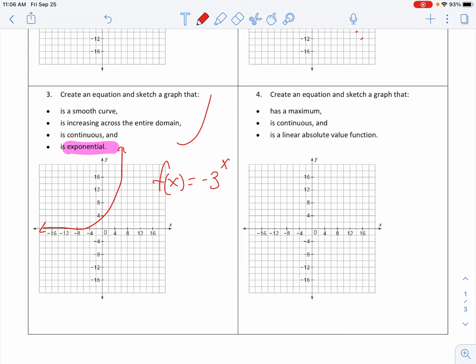Last one is the linear absolute value. We want our V-shaped graph, okay? We want it to be a maximum. So we want it to look like this, okay? Absolute values and the quadratic ones are pretty much the same thing. One's just U-shaped, one's going to be V-shaped. So in order to get it to have a maximum, I'm just jotting down something. It can be as fancy as you want it, but let's try this one out. Absolute value, x plus 1.